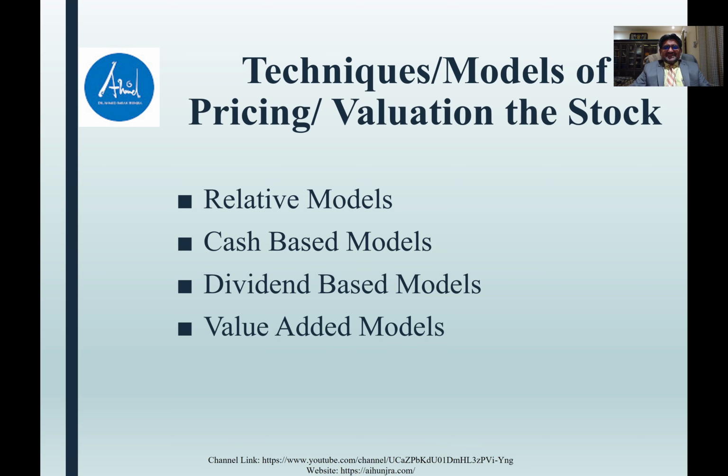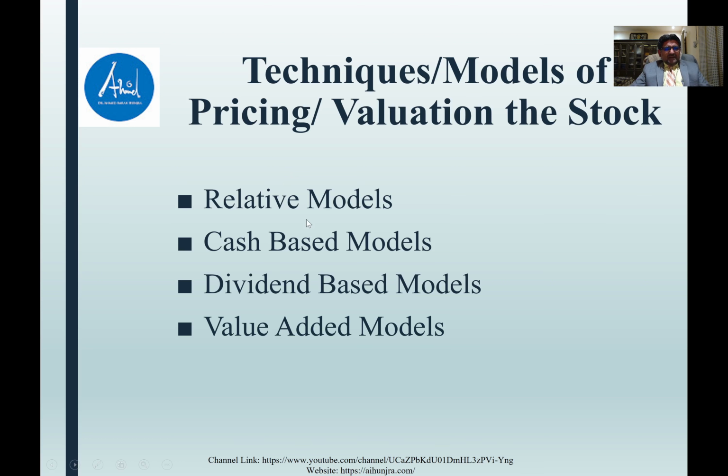There are different models and techniques of pricing and valuation of stock, like relative models, cash-based models, dividend-based models, and value-added models. Each model has its own characteristics and its own assumptions. If there is more than one model, obviously there will be more than one value of stock or pricing, and each model gives you different values. That's why we name it variation, and variation is subjectivity. Subjectivity is arguable.